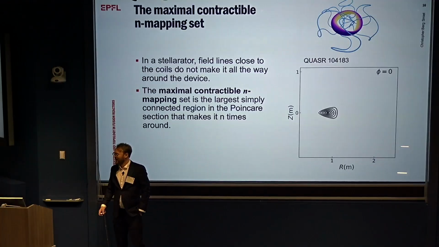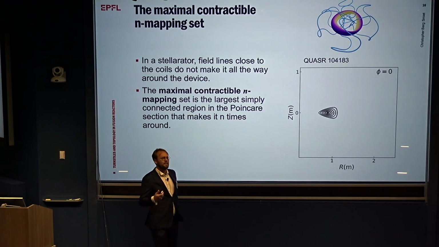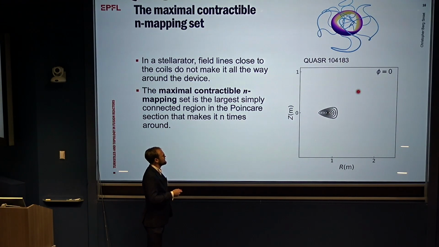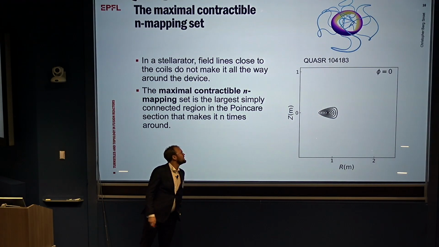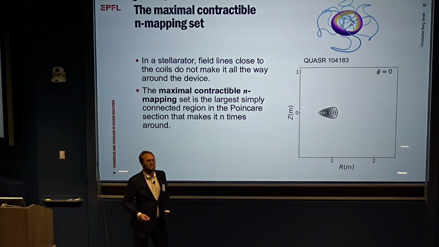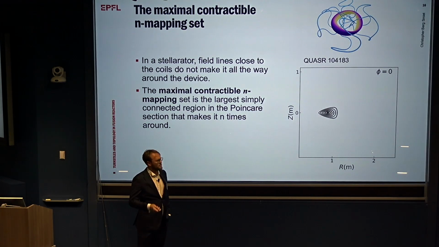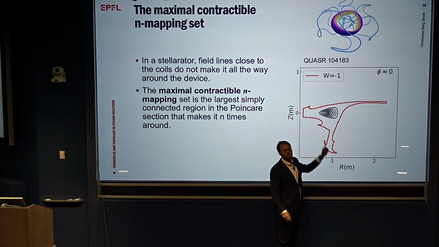So this is a fun project that I did together with Bob Davies. We looked at the total topological index of stellarator configurations from the QUASR database. If you look at the configuration under consideration, there's a bunch of points where the field lines lie on these neat and nested surfaces, and there's the O point inside of there. But we can also construct the maximal contractible end mapping set. Not all field lines make it around, but we limit ourselves to the field lines that do. There's a region here in phase space that makes it all the way around the device.